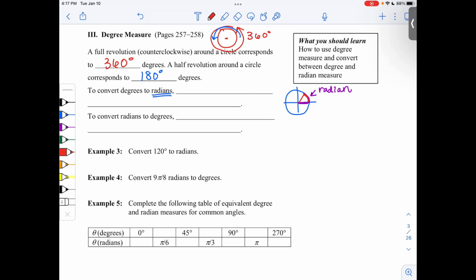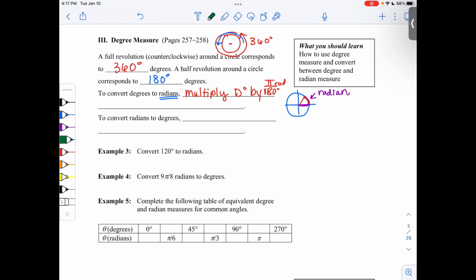So to convert degrees to radians, we're going to multiply our degrees by pi radians over 180 degrees. So the degrees are going to end up canceling out. And to convert radians to degrees, we're going to take our R, as in radians, and multiply by 180 degrees divided by pi radians. So let me show you how to do that.